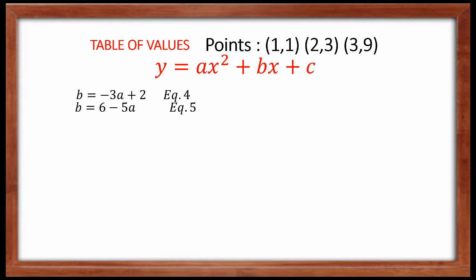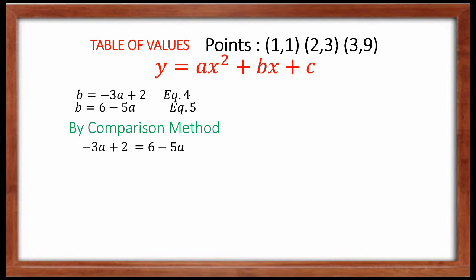At dahil meron na tayong value ng B equals negative 3A plus 2 at meron pa tayong another B equals 6 minus 5A, meron na tayong equation 4 at equation 5. Ang gagawin natin, gagamit tayo ng comparison method para sila ay i-compare. Makakakuha tayo ng value ng A, pwedeng value ng B. Okay, we're going to use comparison method. Negative 3A plus 2 equals 6 minus 5A.